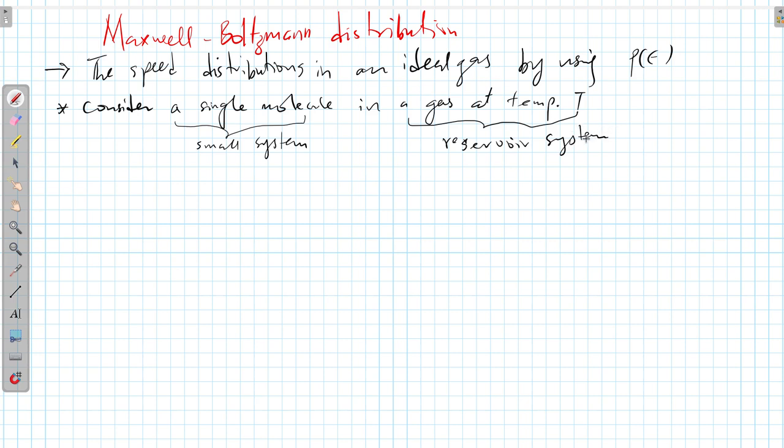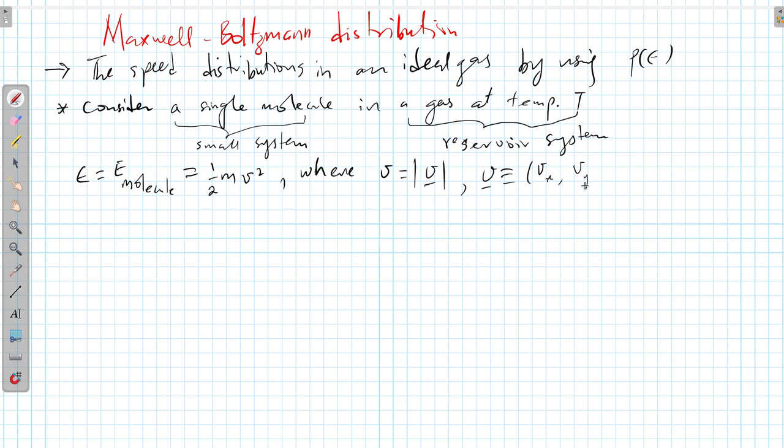This connects to the discussions we've just had. Here, epsilon is going to be the energy of the molecule, and if the molecule is in an ideal gas, we can take that to be purely kinetic energy, half m v squared, where v is the absolute value of the velocity vector. The vector v is the molecular velocity, with components vx, vy, vz.